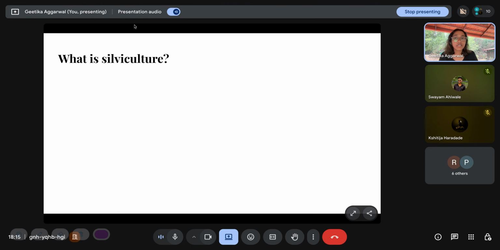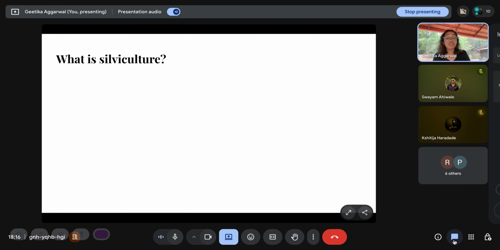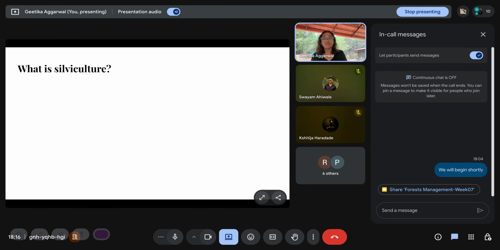Next is, what is silviculture? So this we discussed in the first tutorial, the very first class of this course. So can anybody tell me what is silviculture? We've come across this term multiple times by now, so you all would be aware of what silviculture is. Would anybody like to take a guess? You can either type it out in the chat box or you can unmute yourself and tell the answer. What do you think is silviculture?